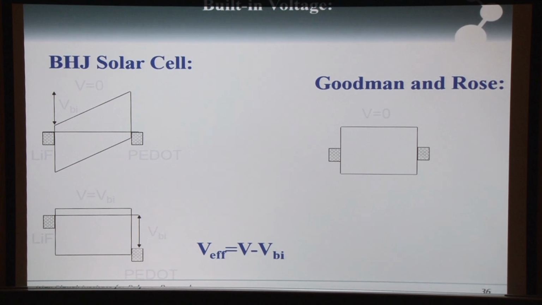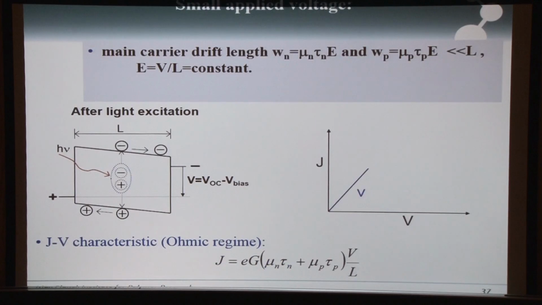And if you want to compare the results of Goodman and Rose with the results of an organic solar cell, you basically have to correct for that. So you have to look at what we call the effective voltage in the cell, so that you compare these 2 situations and not these 2. So you have to shift your data with the built-in voltage. Well, I will show you that later, what I mean.